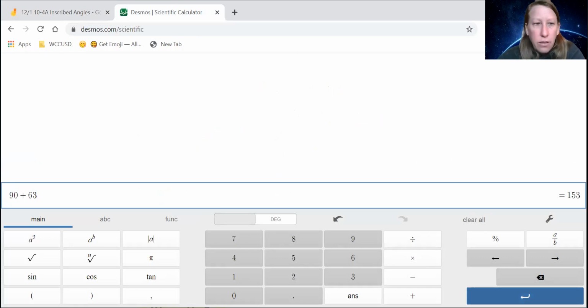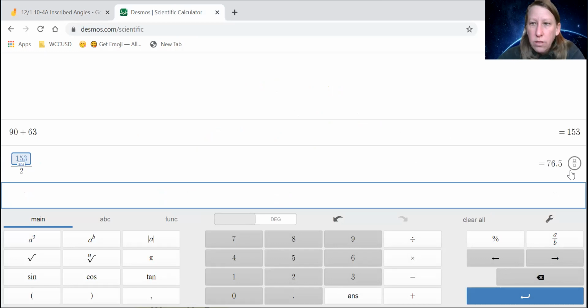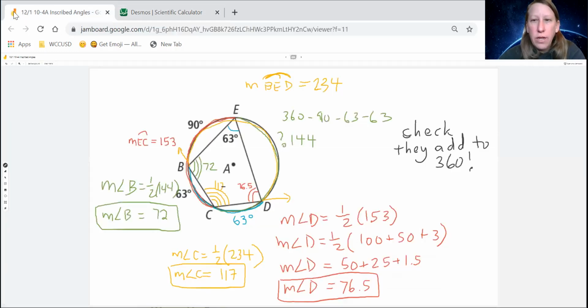Also, using a calculator is important. You can do your answer divided by 2. 76.5, I got that right. It's a quadrilateral, it's supposed to add up to 360. Does anyone see my mistake? Oh, I found it. I think I found it. Yeah, I found it. I'm so excited when I find it.